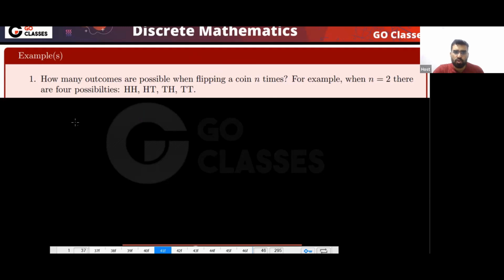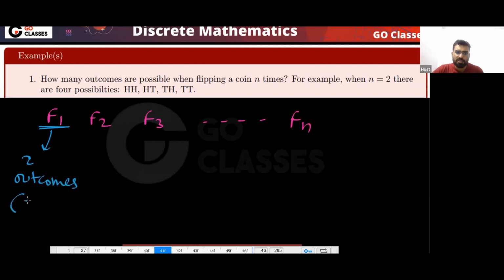Okay, so you can notice that you are flipping a coin n times. You are flipping: flip 1, flip 2, flip 3, flip 4, and so on, flip n. So tell me, for the first flip, how many choices do you have? For the first flip, there are 2 choices. There are 2 ways. I can say there are 2 results. There are 2 outcomes possible. What are these 2 outcomes? Either you can get a head, or you can get a tail.